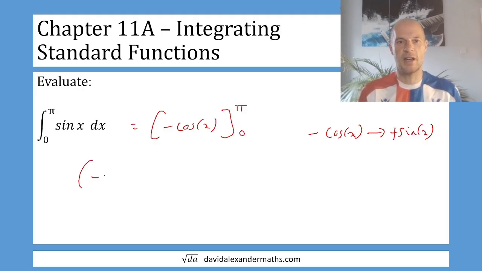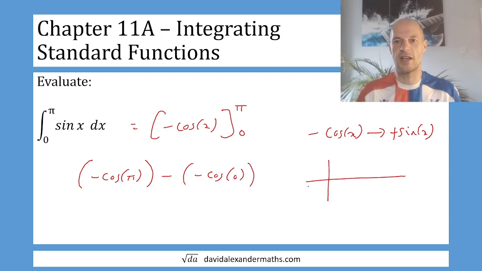So that is going to be minus the cos of pi minus the cos of 0. So we could use a calculator here, or we could just do a little sketch using our cos graph. So here is 2 pi, here is pi. So the cos of pi is -1. But we want the negative cos of that. So if the cos of pi is -1, then minus -1 is +1.